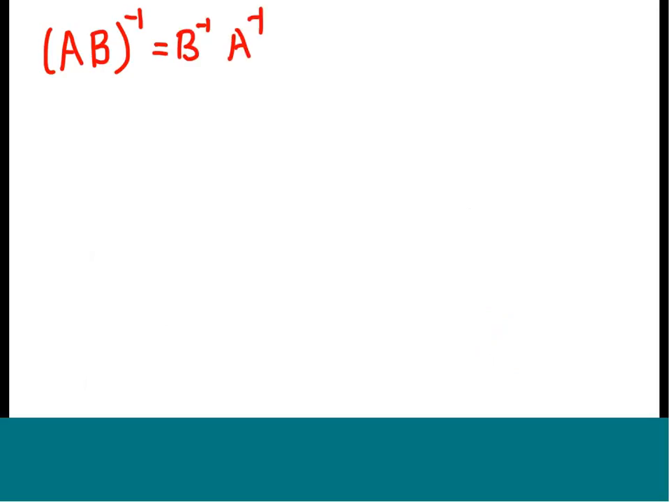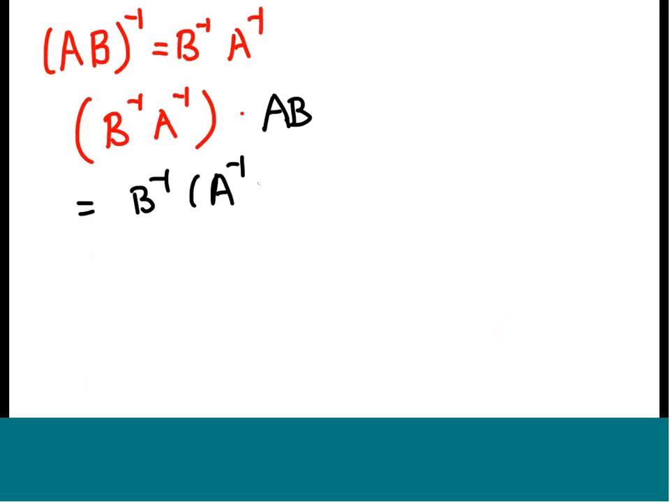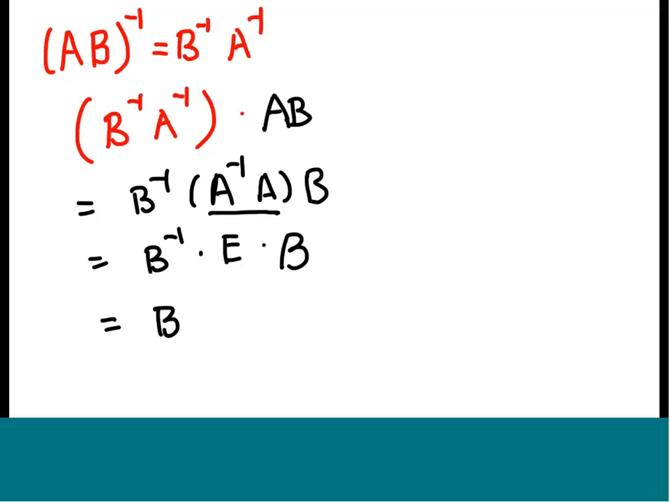So why is it very simple? It's because B inverse A inverse is a matrix, and this matrix times AB is a matrix. Matrix multiplication has the associative law. So this is going to be B inverse, then A inverse, then A, then B. A inverse A is E, so B inverse times E times B. E times anything is nothing. This is why it is simple, okay?